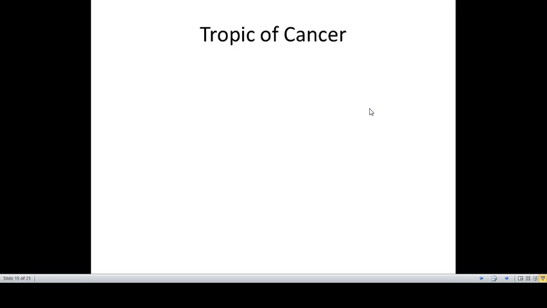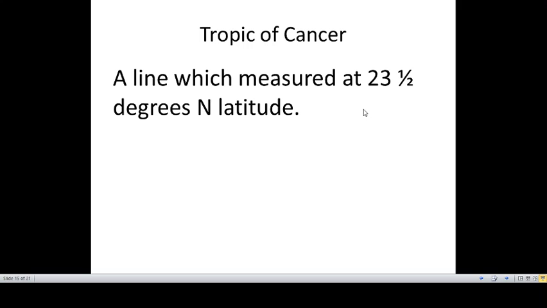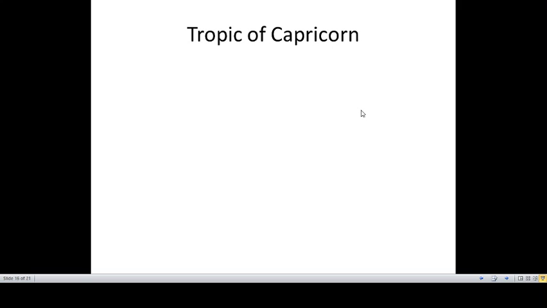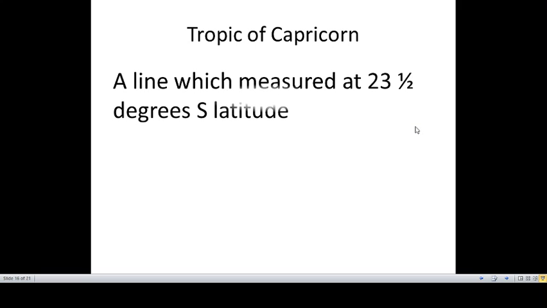So, Tropic of Cancer. The Tropic of Cancer measures 23 and a half degrees north latitude. So, 23 and a half degrees north latitude is the Tropic of Cancer. While the Tropic of Capricorn measures 23 and a half degrees south. Okay, don't forget, if it is 23 and a half degrees south, it is the Tropic of Capricorn, while the Tropic of Cancer is 23 and a half degrees north latitude.